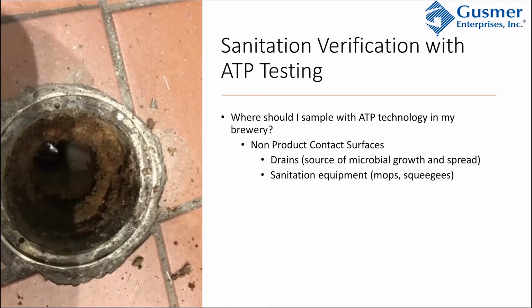And here's why I say sanitation equipment. Say you've got your squeegee or your mop that you're using to clean the floor of the brewery. If that mop is contaminated with a heavy load of yeast or bacteria, then you are spreading it all over the brewery. So it's important to just check that from time to time.